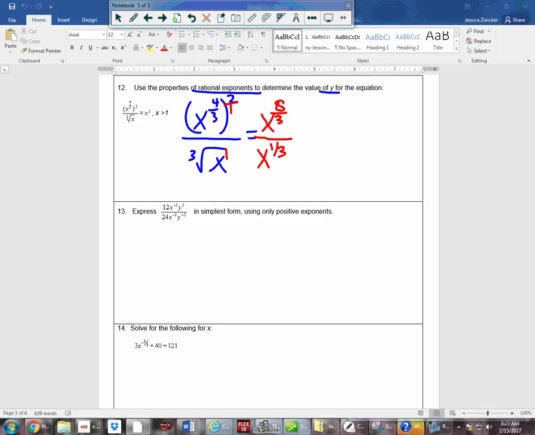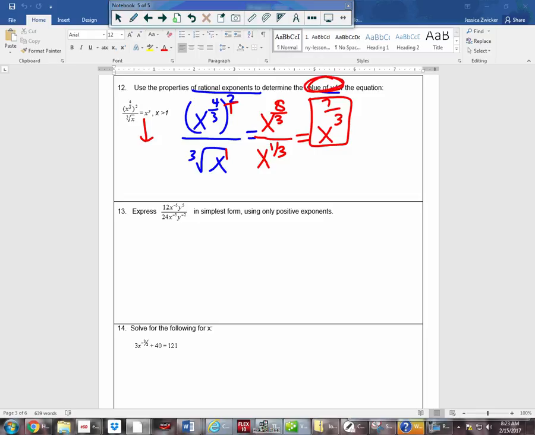Now, when you have division, you subtract exponents when the bases are the same. 8/3 minus 1/3, they have a common denominator of 3. So 8 minus 1 is 7. That's what that problem equals. That's wonderful, but I don't want that. I want to know what is y.